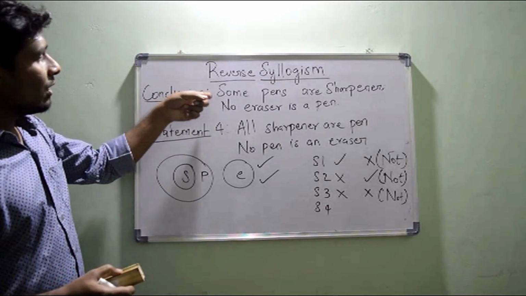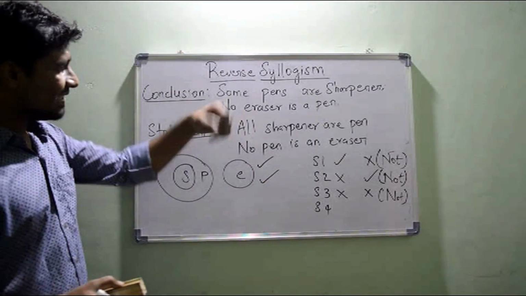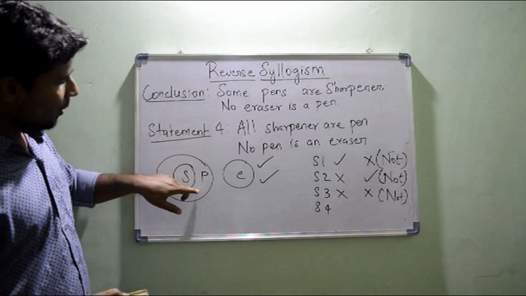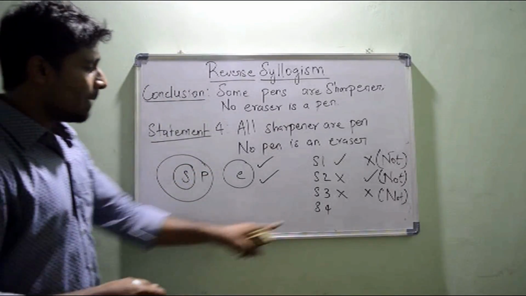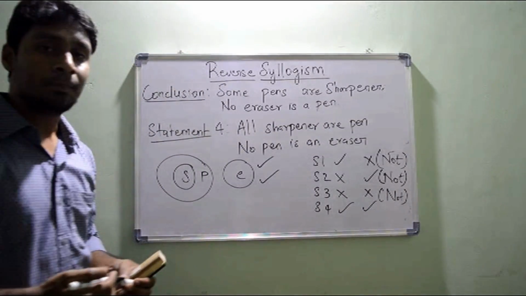Again, check with the question. The question states that some pens are sharpeners. So some pens are sharpeners is correct. Again, the second thing is no eraser is a pen. Again, no eraser is a pen. It's also correct. So statement 4 is true in both the conclusions. So what can be the answer?